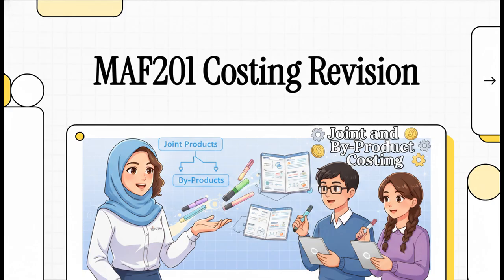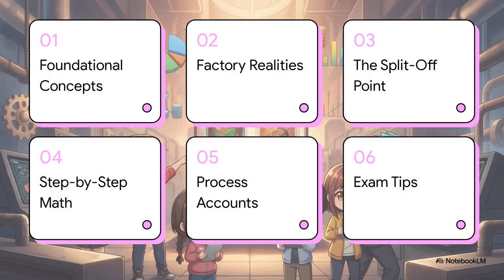I know, process costing can look super intimidating on the syllabus, but just think of me as your friendly UITM lecturer, here to walk you through it step by step. By the end of this masterclass, you're going to be an absolute pro at joint and byproduct costing. So, let's jump right in. Here's our lesson plan for today. We'll be covering foundational concepts, factory realities, the split-off point, step-by-step math, process accounts, and finally, some crucial exam tips.